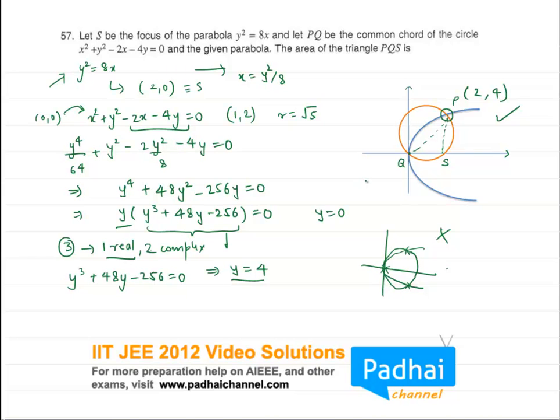And now the answer is really easy. We need not do anything special to find the area of the triangle. We know that the S point is (2, 0), so the line PS is parallel to the y axis. So this becomes a right angle triangle with height 4 and base 2. So the area of the triangle becomes half into 2 into 4, which is nothing but 4, and this was the answer to this problem. The area of the triangle PQS is 4.